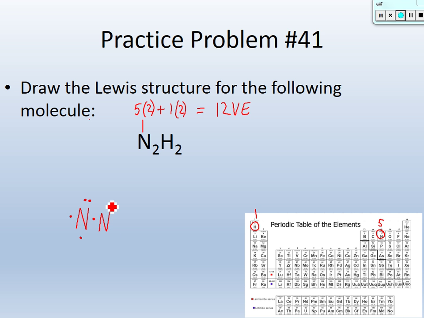And again, it's got 5. So draw 5 dots around this one. 1, 2, 3, 4, and 5.